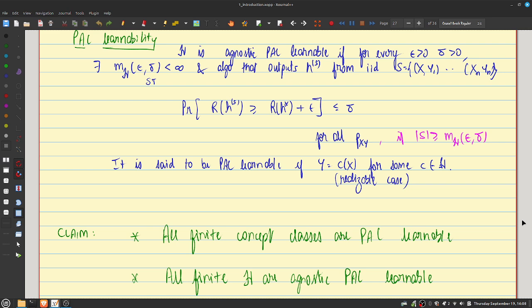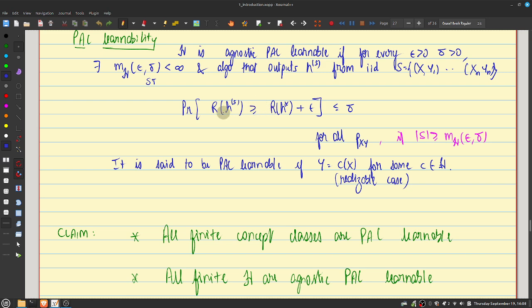In the last few classes, we were looking at this notion of PAC learnability. So we say that a hypothesis class is agnostic PAC learnable if for every epsilon and delta greater than or equal to 0, you can find some positive integer m, and some learning algorithm, such that the learning algorithm outputs an h for which the generalization error is within an epsilon of the best generalization error that you can achieve within this class. And this happens with a probability at least 1 minus delta.